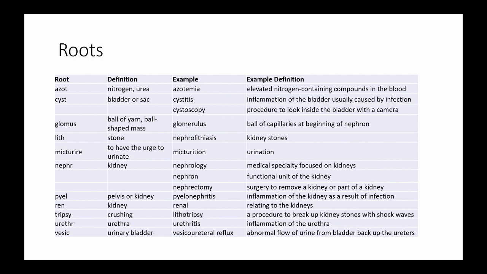For example, pyelonephritis, which is inflammation of the kidney as a result of infection. Ren means kidney, for example, renal, relating to the kidneys. Tripsy means crushing, for example, lithotripsy, which is a procedure to break up kidney stones with shock waves. Ureter means ureter, for example, ureteritis, which is inflammation of the ureter. Vesic also means bladder, for example, vesicoureteral reflux, which is abnormal flow of urine from the bladder back up the ureters. Normally, urine should flow from the ureters into the bladder.